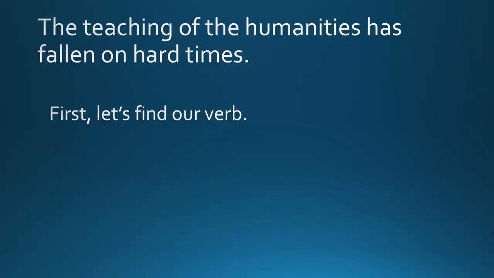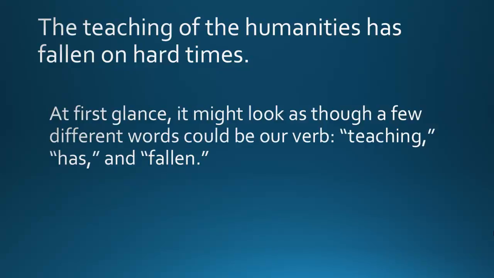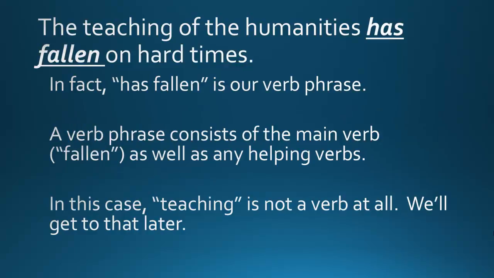To begin with, let's find our verb. At first glance, it might look as though a few different words here could be our verb. Those are teaching, has, and fallen. These are all words that in some contexts could be used as verbs. In fact, has fallen is our verb phrase. A verb phrase consists of the main verb fallen as well as any helping verbs, which here is has. In this case, teaching is not a verb at all. We will get to that later. We'll spend several minutes talking about that. I'm just giving you the fact that has fallen is our verb phrase.